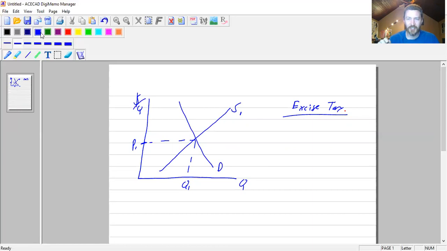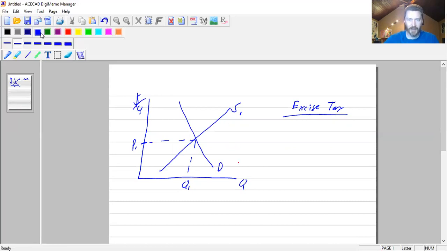The difference is a sales tax is a general tax on a bunch of different stuff that you buy. An excise tax is a tax that's levied on a specific good. So you see excise taxes on things like gasoline or cigarettes, taxes that are levied on specific goods. A sales tax in general is more broad, levied on a whole bunch of stuff, but it's still the same concept. So here's where we are to begin with.